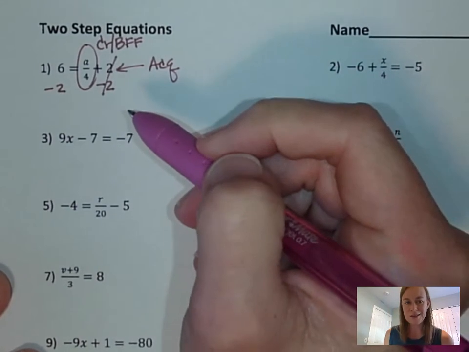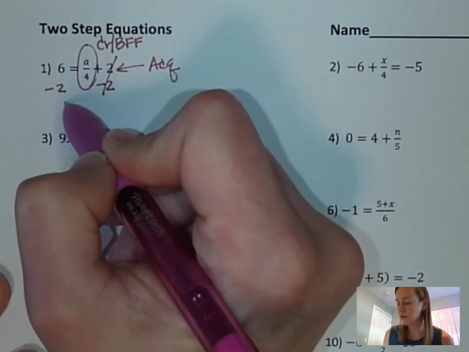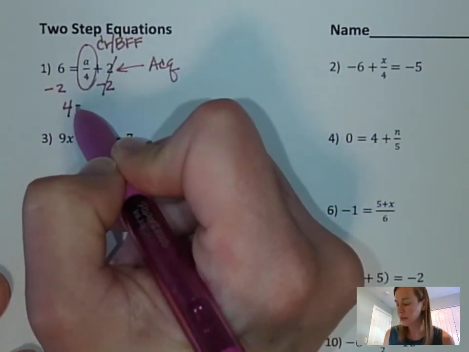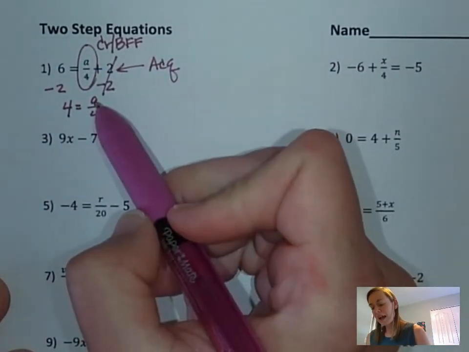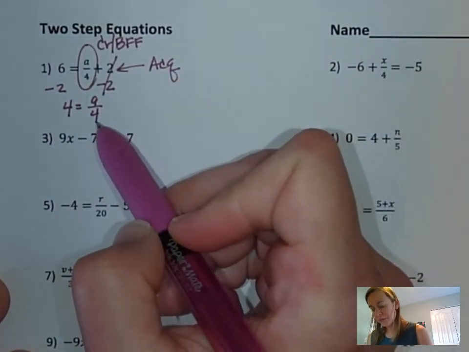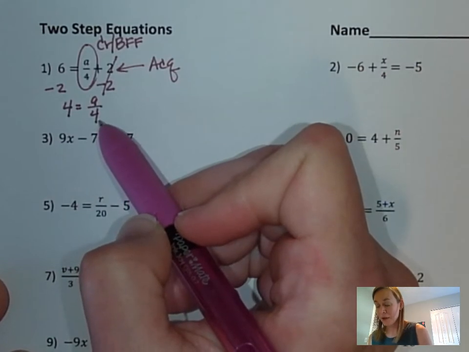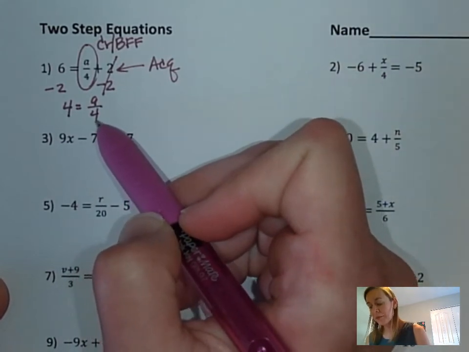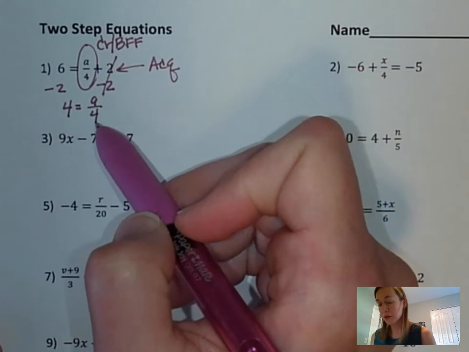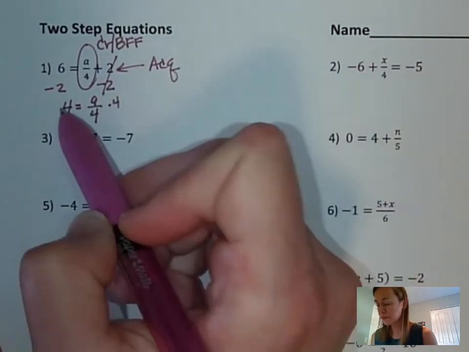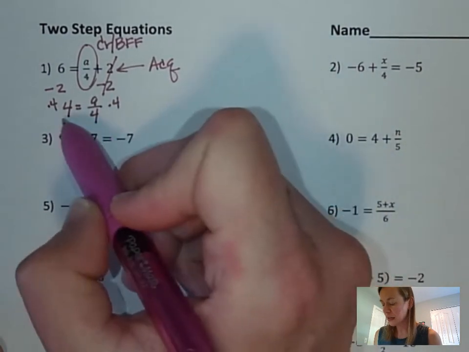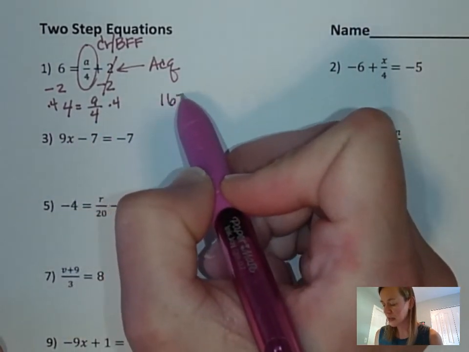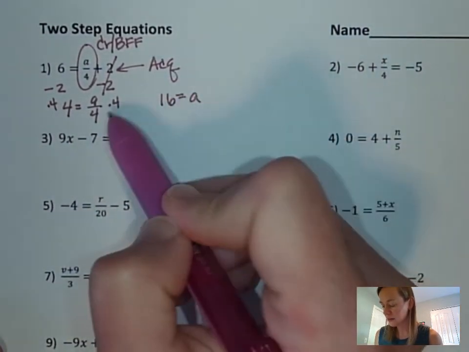These two cancel out to 0. 6 minus 2 equals 4. So now we have 4 equals a over 4. Right now, a is being divided by 4, the creeper best friend, and we're going to send creeper best friend home by doing the opposite of dividing. So we're going to multiply by 4. Times 4, times 4. So finally we're going to get, I'll just write it over here, 16 equals a.